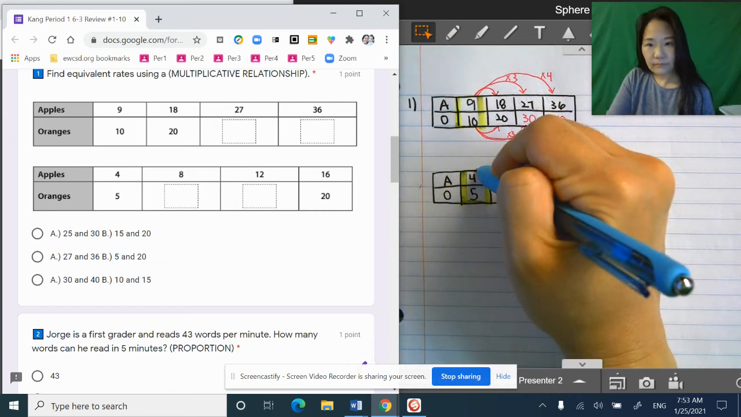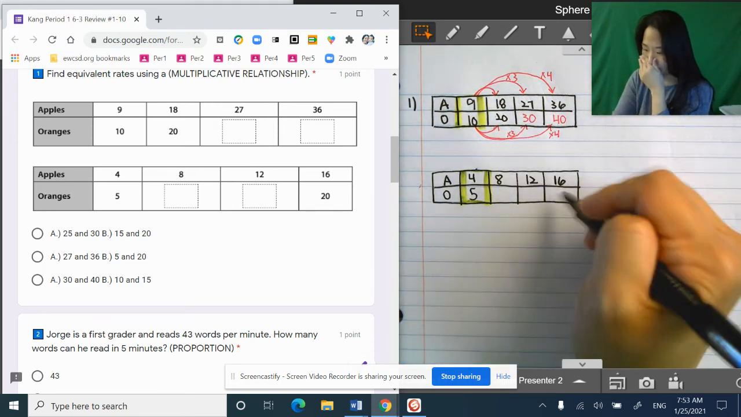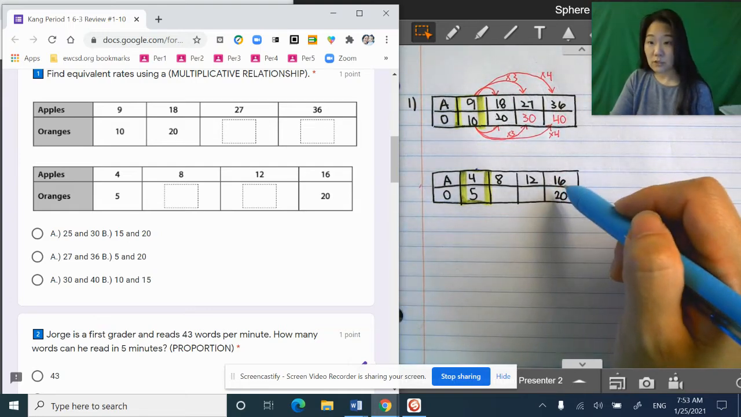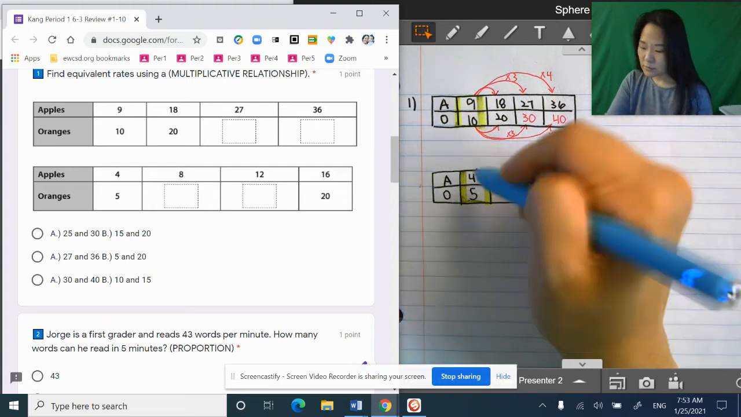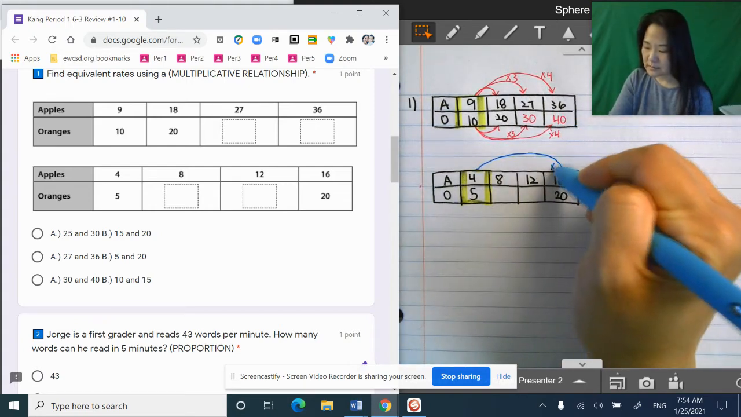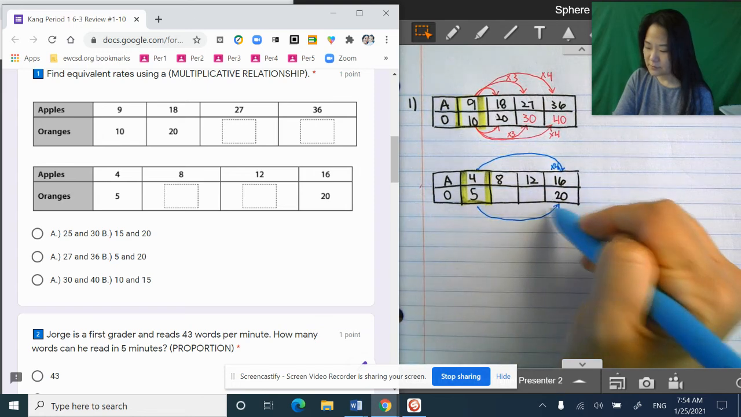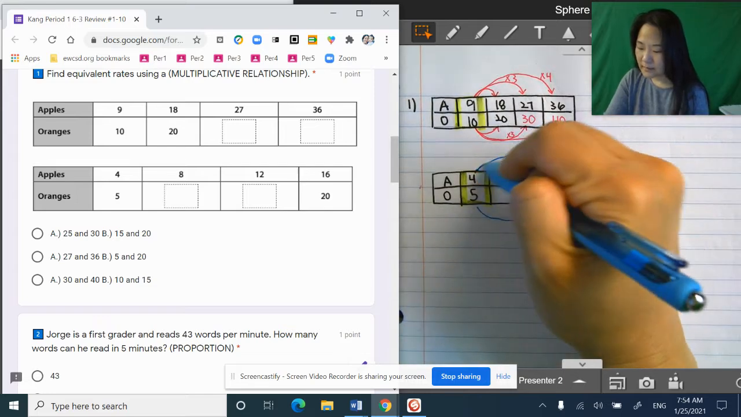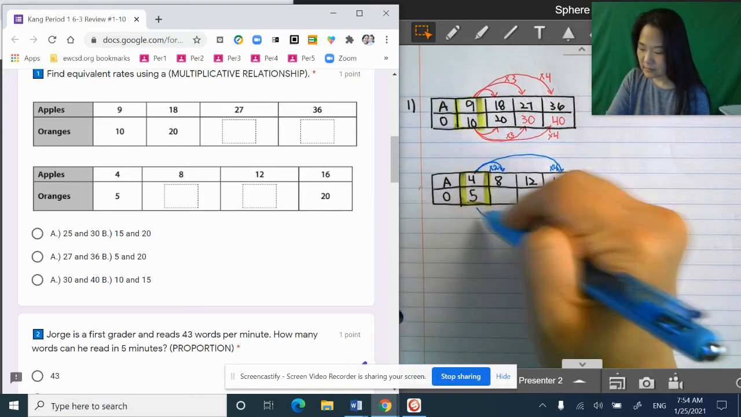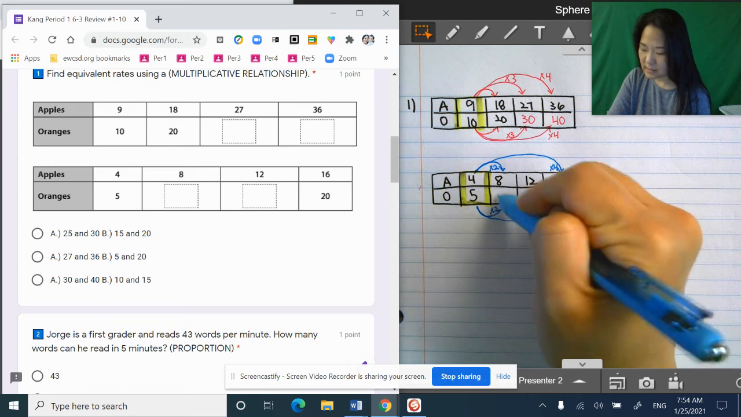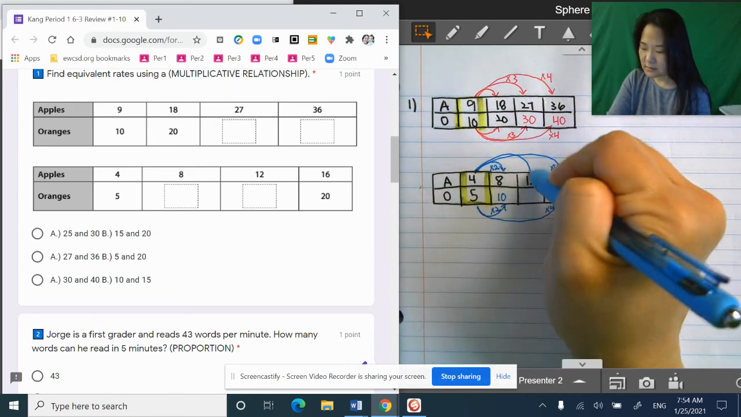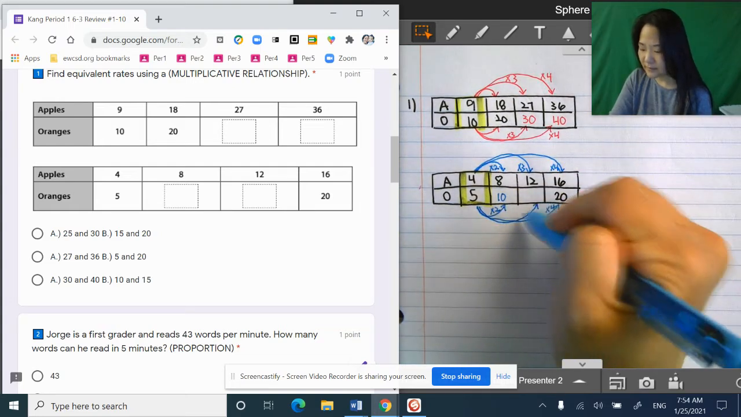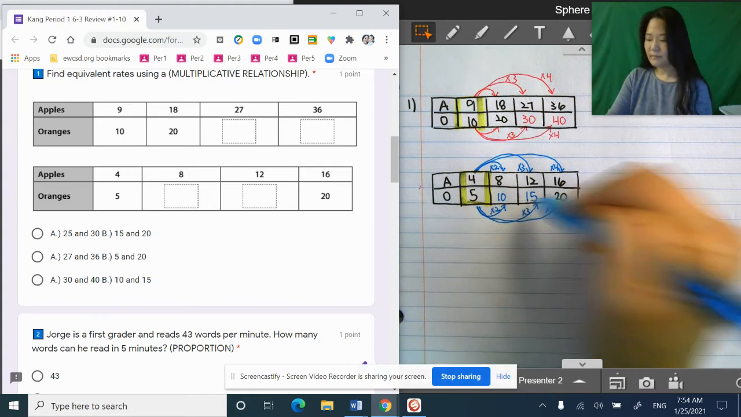So let's first double check with the equivalent ratio that you already have right here. So 4 times 4 is 16 and 5 times 4 is 20. So same multiplicative relationship. Here this is 4 times 2 is 8. So you need to do 5 times 2, which is 10. Over here, this is 4 times 3 is 12. So you would do 5 times 3, which is 15.